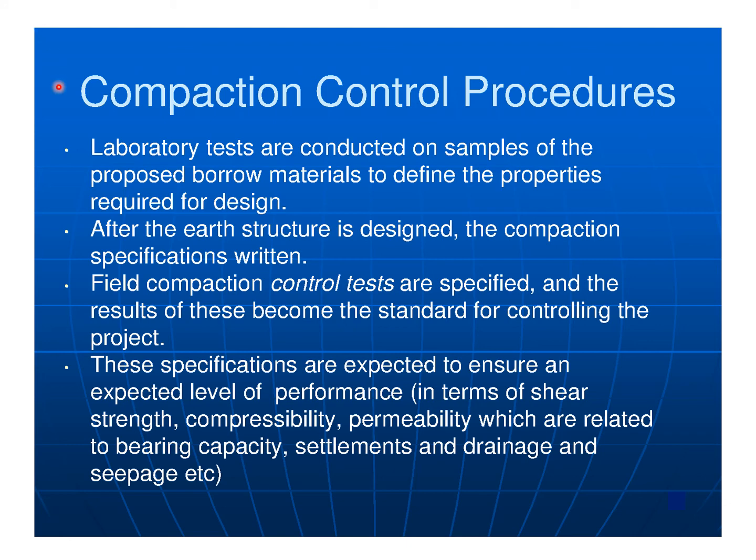So compaction control procedures. Laboratory tests are conducted on samples of the proposed borrow material to define the properties required for design. After the earth structure is designed, the compaction specifications are written. Field compaction control tests are specified, and the results of these become the standard for controlling the project. These specifications are expected to ensure an expected level of performance in terms of shear strength, compressibility, permeability, which are related to bearing capacity, settlement and drainage and seepage, etc.